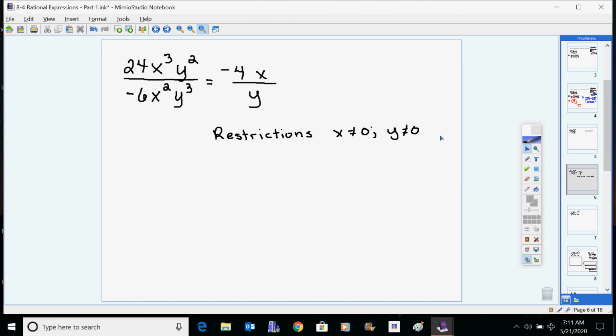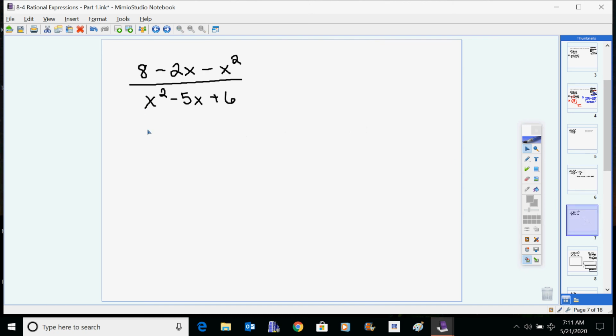So this part is your answer. These are just the things that x and y are not allowed to be. So please don't think that this is your answer. This is your answer right here, negative 4x over y. Okay? All right, let's look at this.